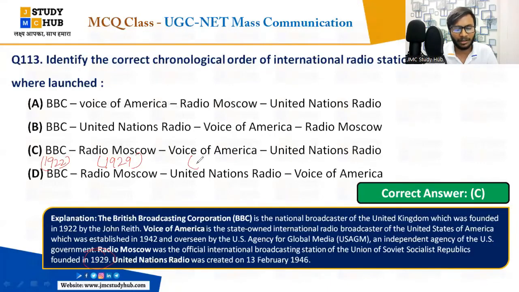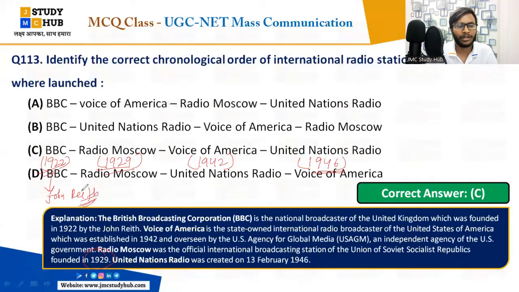Voice of America, everybody, please find it. It is good practice to remember. 1942. United Nations Radio, 1946, absolutely. So write it down, the year is very much important. BBC, 1922, by John Reith.